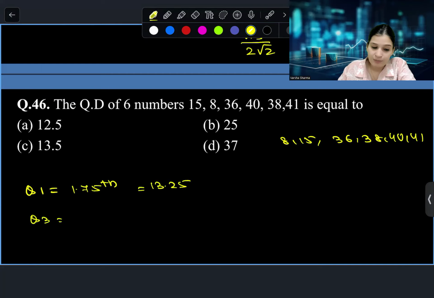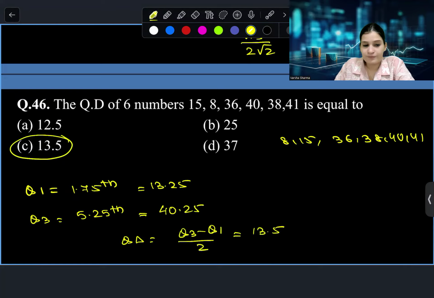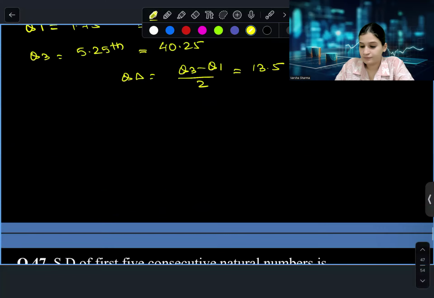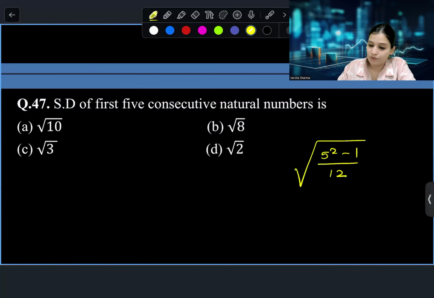Q3, 3 into n plus 1 by 4th observation, the 5.25th observation. This will be 40.25. So quartile deviation will be Q3 minus Q1 by 2, so 13.5. Clear? First consecutive 5. So under root, 5 square minus 1 by 12, root over 2.